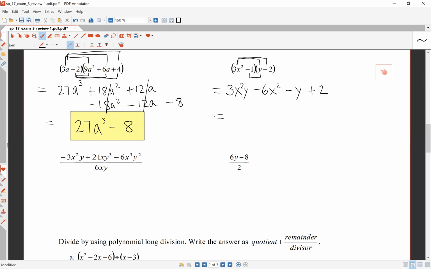So I see if I have any like terms, and I realize that the x squared y isn't like anything, the x squared isn't like anything, and the y and the 2 aren't either. So that is my answer. We just leave it with 4 terms.